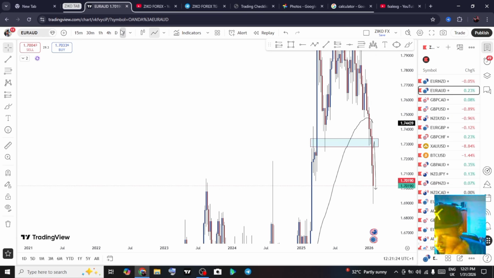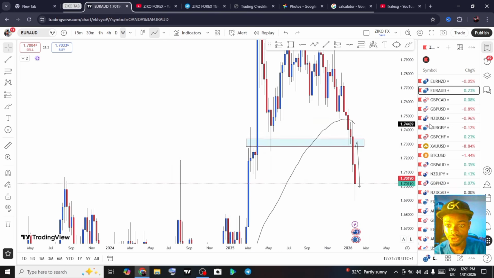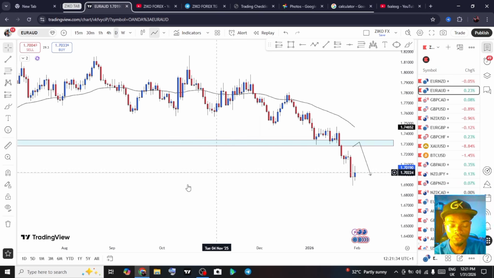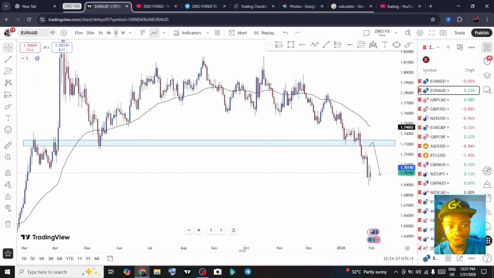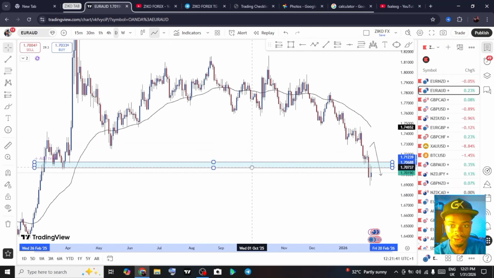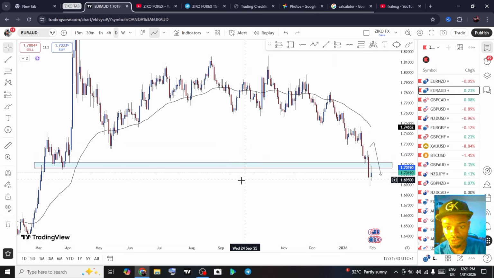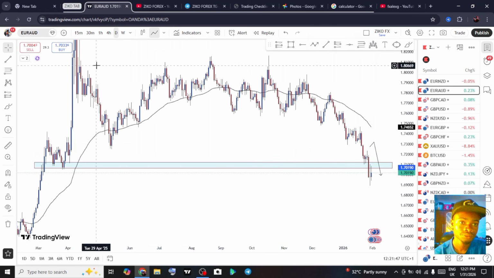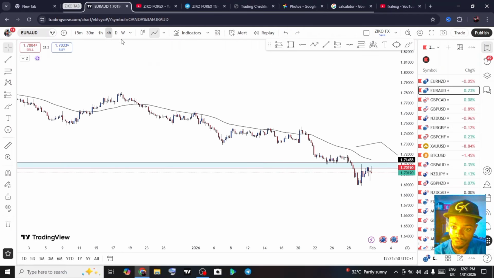Let's go to the weekly first. Weekly time frame is also bearish. Alright, so I'm looking for an area of interest here, but I cannot really see it. But this is the closest to the area of interest we can get, right? So this is the closest area of interest we can possibly get on Euro AUD. So let's go to the 4 hour time frame to see what we have there.